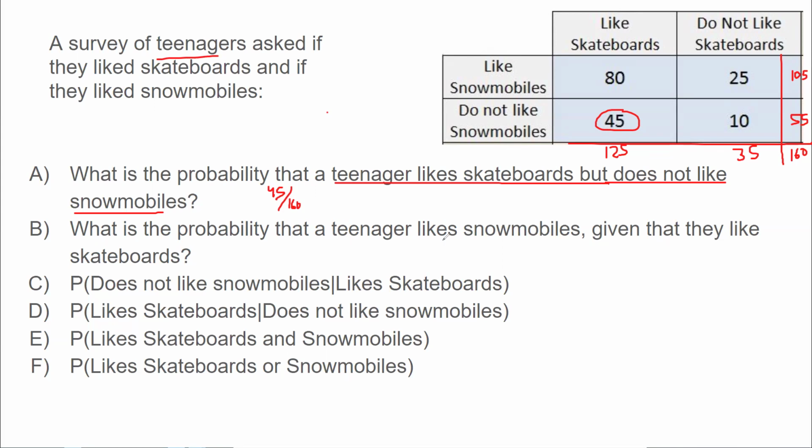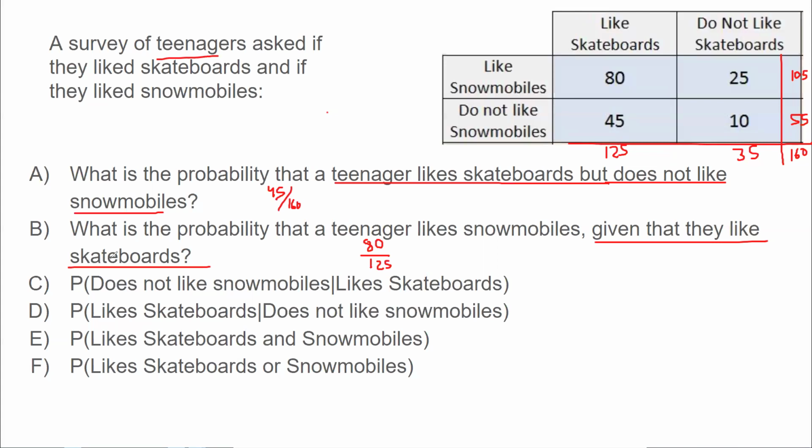Okay, what is the probability that a teenager likes snowmobiles, given that they like skateboards? So we're only looking at the people that like skateboards. We know they like skateboards. So of these people that like skateboards, what is the probability they like snowmobiles? That's 80 out of 125.